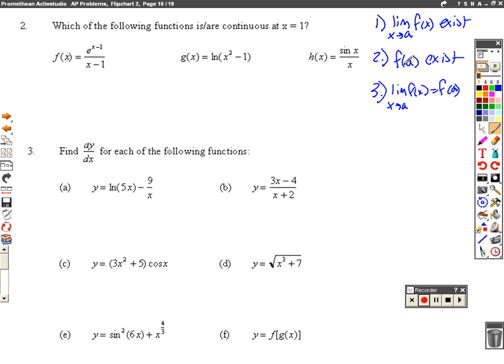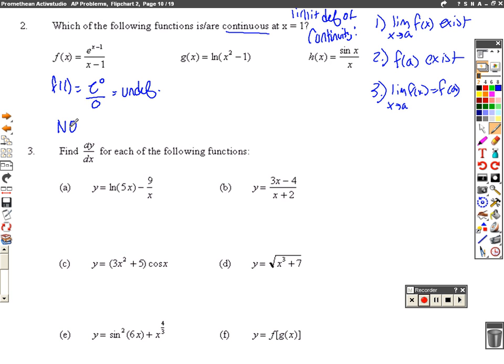This is the limit definition of continuity. Okay, so let's try that here. We want to know if we plug in 1 into this function, does f of 1 exist? Well, f of 1 would equal e to the 0 over 0, which is basically undefined. So it fails the second part. F of a does not exist. So this would be no.